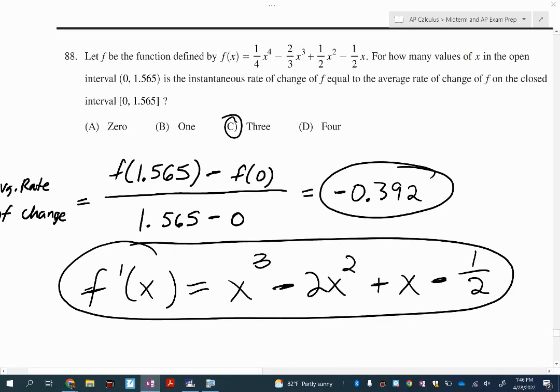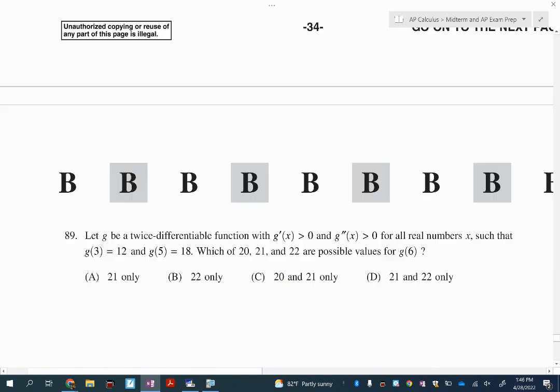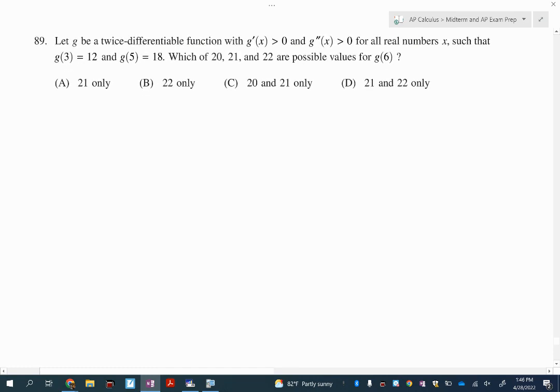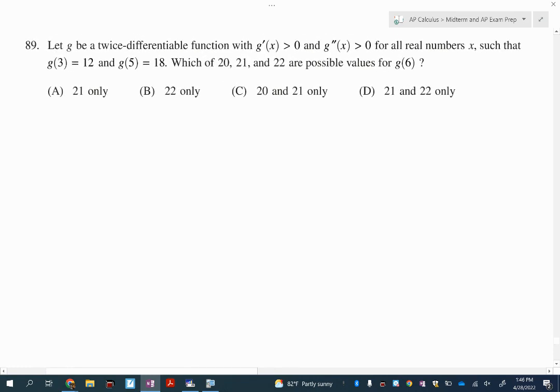Oh my gosh, guys, we're so close. 2 more to go. I'll be honest with you, I was on here yesterday, and while one of my children was napping, I was working on the free response questions. Wow, are they challenging?